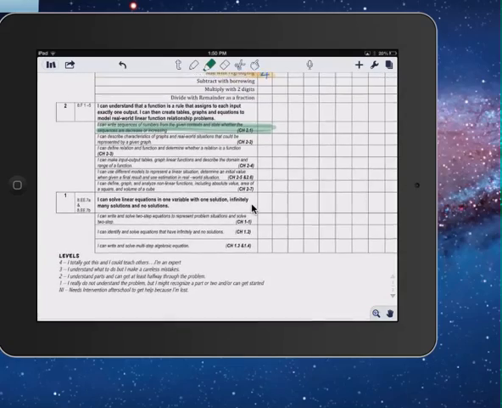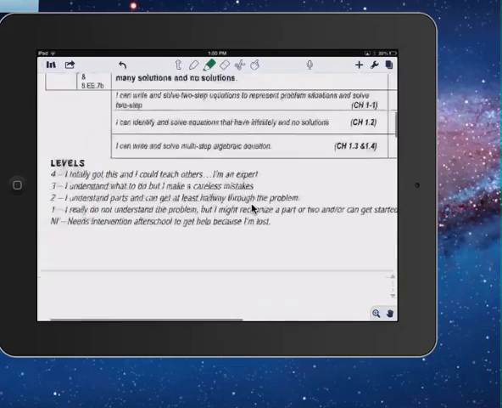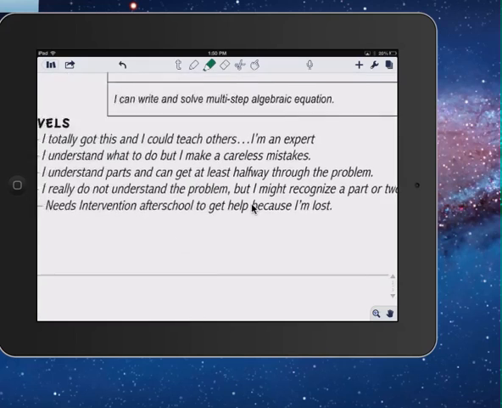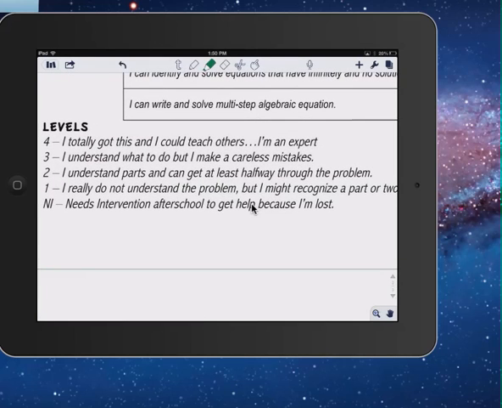If you're having a hard time, look at this down here on the yellow paper. I totally get this, and I could teach others. I'm an expert. I don't know how many of you are there yet. I understand what to do, but I make careless mistakes. You understand most of the stuff, but you make a little mistake. 1, you need intervention. You really need help on this stuff. You're lost. 1, you get some of it, a little bit of it. 2, you get at least half. 3, you get almost all of it.